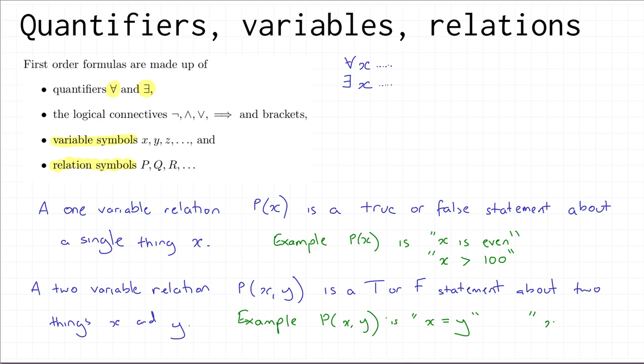Or we could have x is greater than y. That's a true or false statement about two numbers, x and y. Or we could say x plus y is 100. Again, a statement about two things, x and y, which is either true or false. So that's what we mean by relations. A relation is simply a true or false statement about a certain number of objects or things.